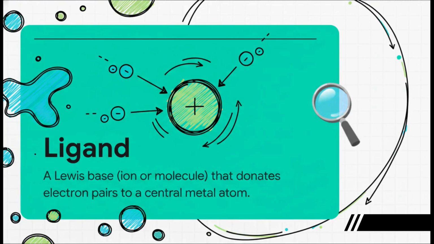Okay, real quick, let's make sure we're on the same page. A ligand is basically just a grabber. It's a Lewis base, which is a fancy way of saying it has extra electrons it wants to give away. It uses these electrons to grab onto a central metal atom, which is a Lewis acid. It wants to take those electrons. Simple as that. Giver and a taker.